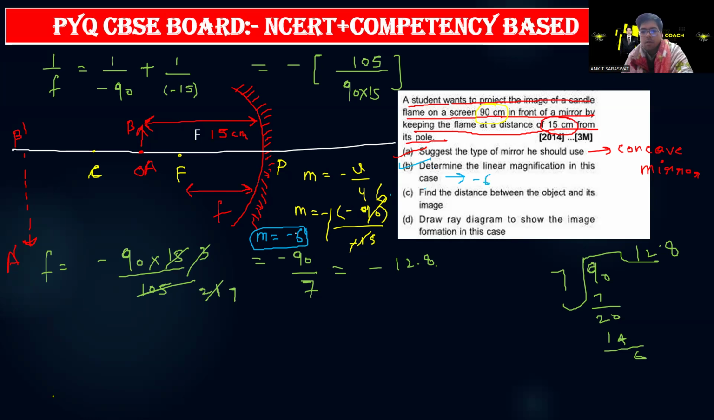Find the distance between the object and its image. See, this is 15, this is 90. So here, how much distance? 90 minus 15. What is the distance? 75 centimeters. Clear? So this is also done.